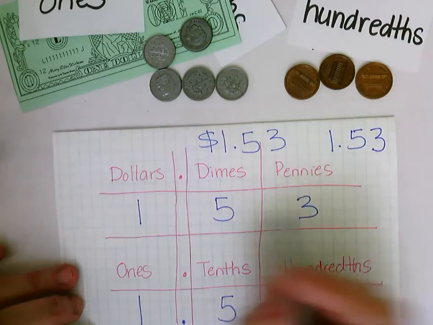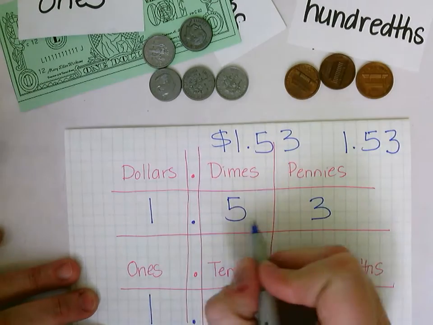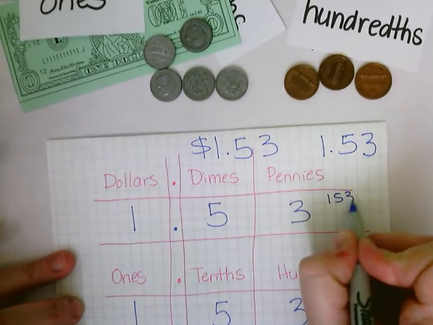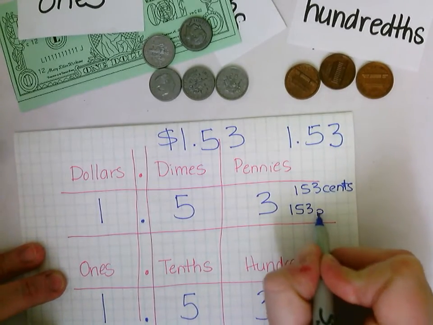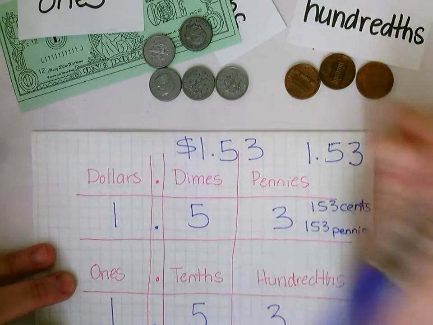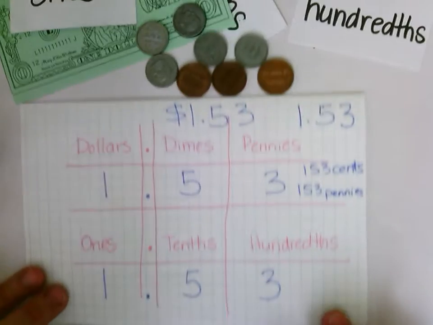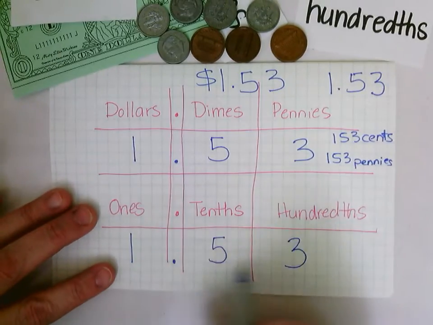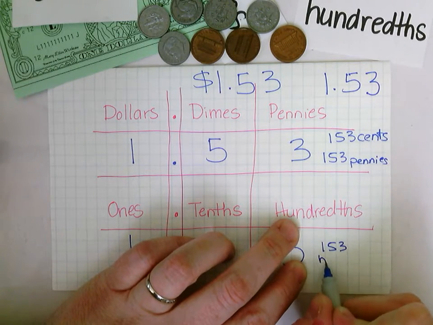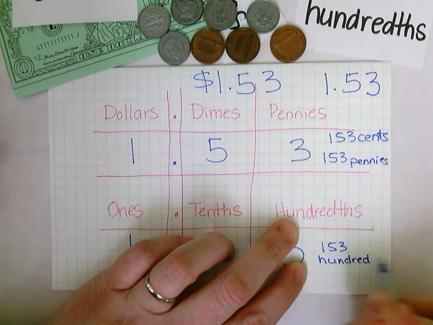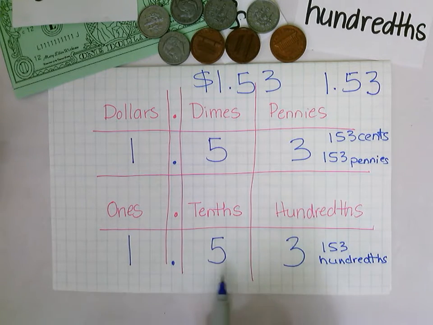Okay, this equals altogether, if I was going to trade all these in, $1.53 is 153 cents, which is the same as 153 pennies. I can use 153 pennies to make the same amount as $1.53. Same way that this works, 1 53/100ths is the same as 153 hundredths. It would take 153 hundredths to make 1 53/100ths.